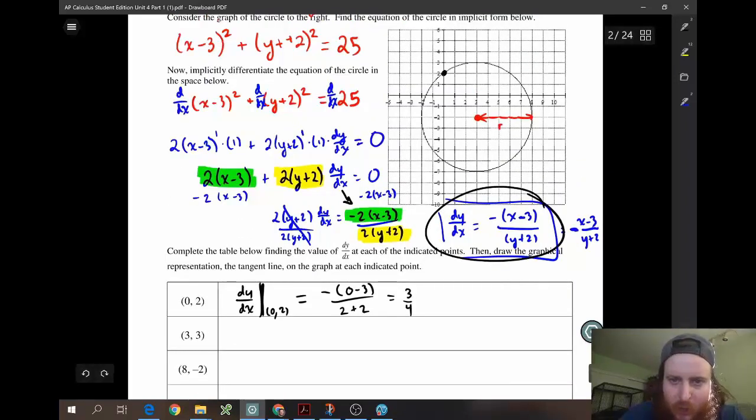So at the point (0, 2), let's find the point (0, 2). So (0, 2) is right here. My slope is up 3, over 4. I can also go down 3, left 4. So that's how I draw my tangent line. Okay, next one is for (3, 3).